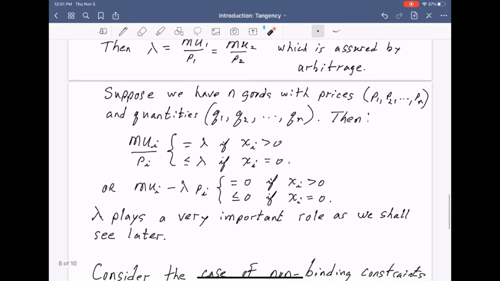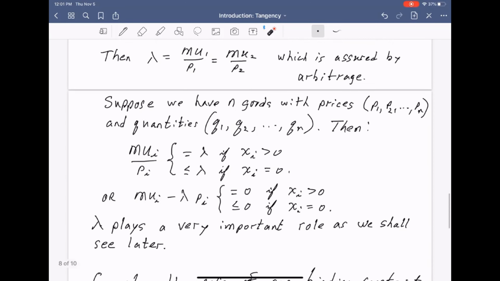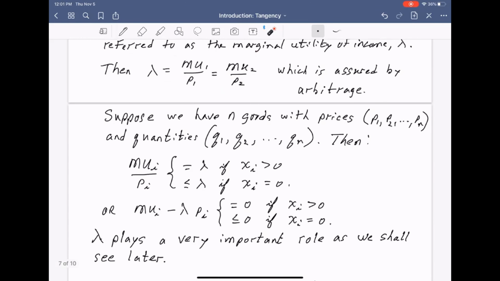Now, suppose that we have n goods, and these n goods have prices P1, P2, ... Pn, and quantities Q1, Q2, ... Qn. Then we find that the marginal utility of any good i divided by the price of i, so up here again, is equal to lambda, and that should be a Qi. Let me just change that a minute.